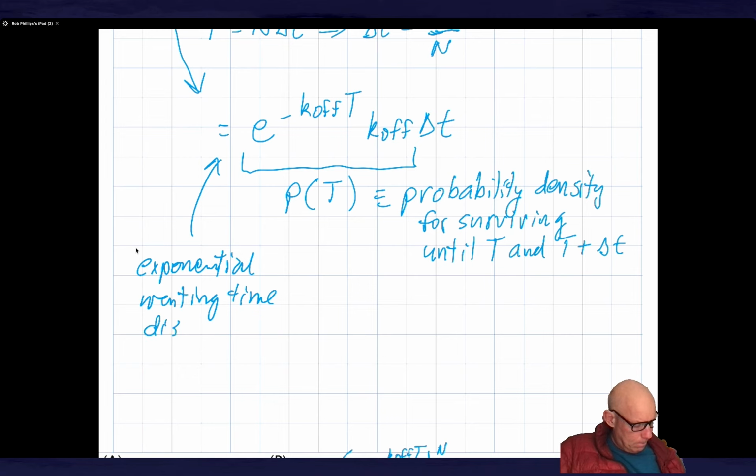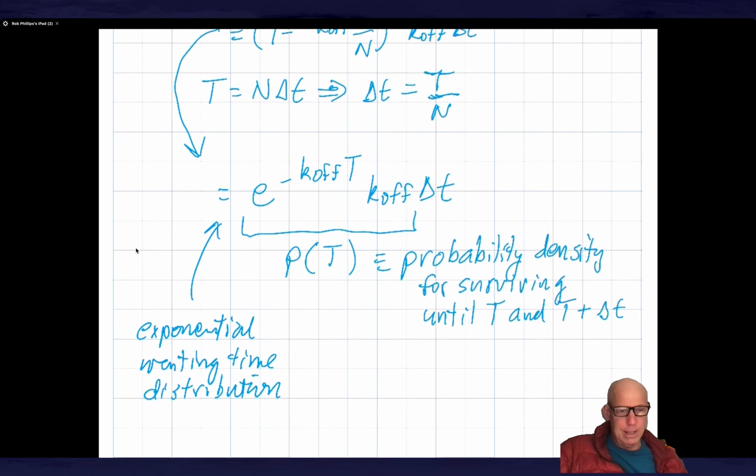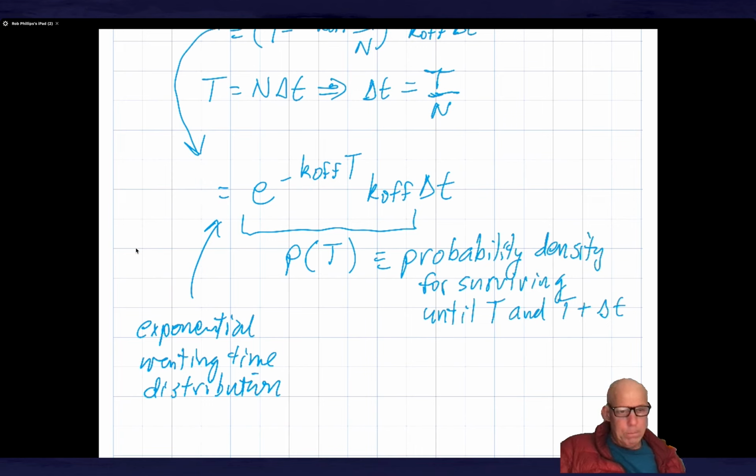I will leave this here for the moment, but in a homework you'll have a chance to repeat this derivation to explore the nuance of this idea of a probability density versus a probability. P of t has units. But we know that probabilities don't have units, so that's the reason that there's this delta t. So the P of t delta t has no units, it's a probability.